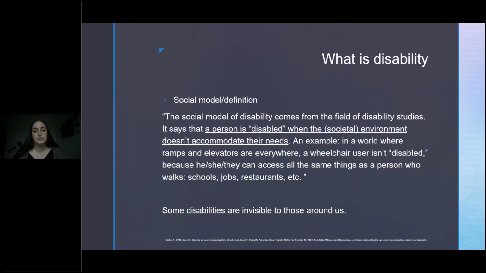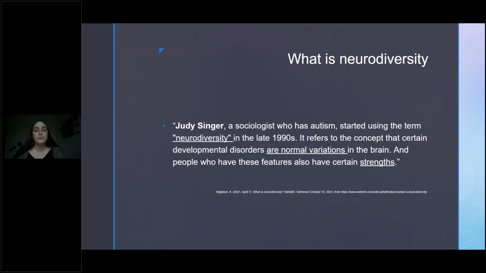This can include visible and invisible disabilities. And these types of diagnoses also usually come with government or academic aid and support. Next slide. Whereas neurodiversity was a term that was actually coined by Judy Singer as part of the movement promoting autism spectrum disorder as a developmental disorder that is a normal variation in the brain. This movement aimed to promote the strengths associated with this diagnosis as opposed to the impairments that are so frequently misunderstood as well as stigmatized.